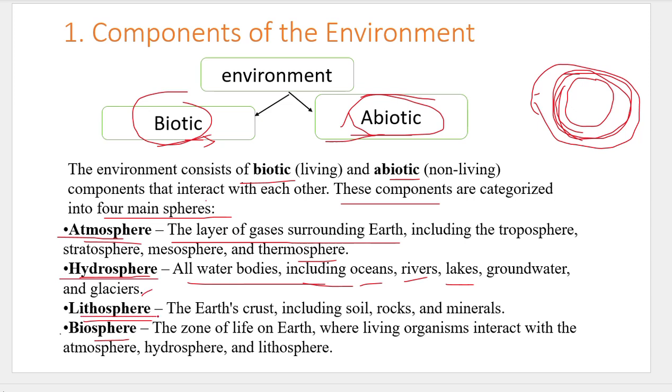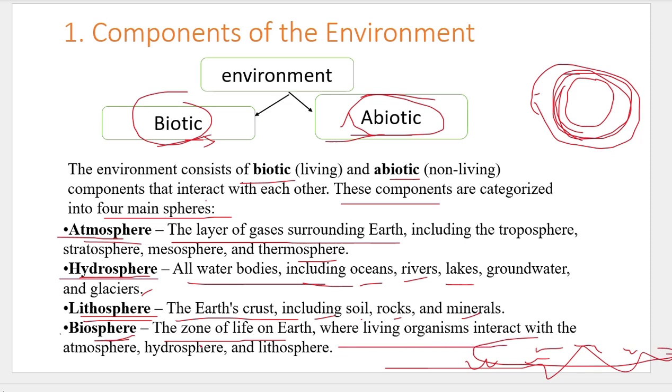The third one is lithosphere. Lithosphere means the Earth's crust, including soil, rocks, and minerals. The last one is the biosphere. Biosphere means the zone of life on Earth, the place where all living things exist. This zone is called the biosphere, where living organisms interact with the atmosphere, hydrosphere, and lithosphere. So these are the components of environment: one is biotic and abiotic, and these are also subcategorized into four parts: atmosphere, hydrosphere, lithosphere, and biosphere.